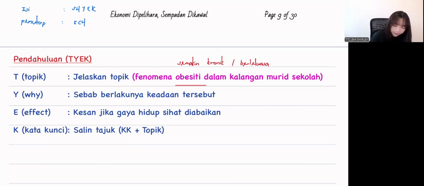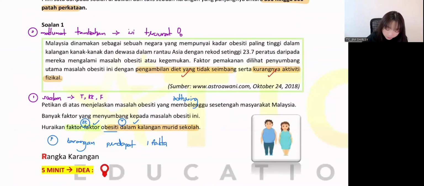Berleluasa, it means getting more and more. Okay, then after that, sebab berlakunya keadaan tersebut, why is this happened? Okay, first of all, why is this happened? That already mentions that is kalangan murid. You see in the question, the mention is kalangan murid. In the maklumat tambahan, it also mentions that kadar obesity yang paling tinggi dalam kalangan kanak-kanak.